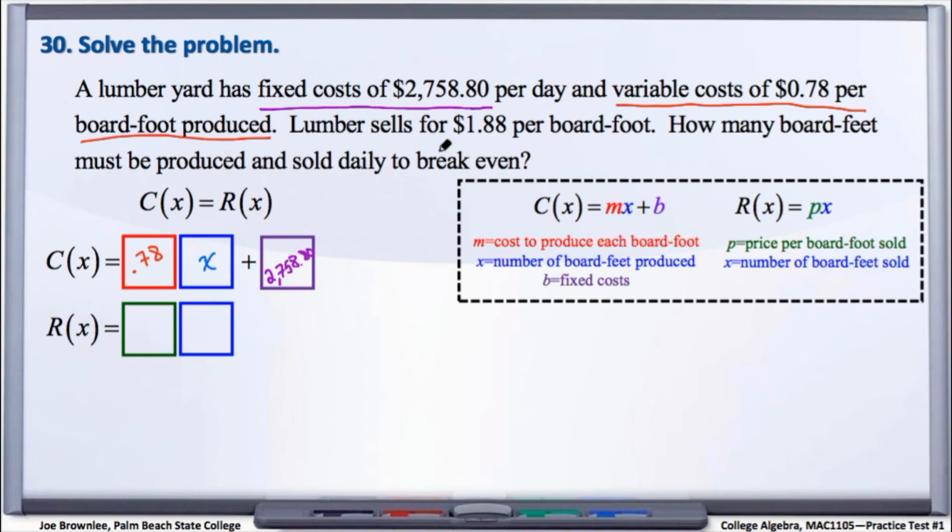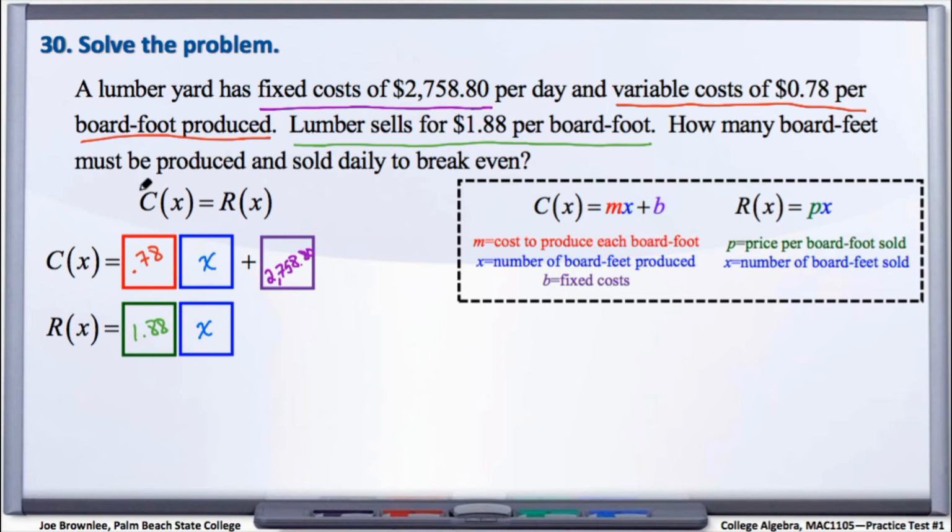Let's keep reading. Lumber sells for $1.88 per board foot. If we go down to our revenue function, R of x equals p times x, the p represents the price per board foot sold, and they just told us that lumber sells for $1.88 per board foot. And how many board feet do we need to produce and sell daily to break even? Again, the x is what we're trying to solve for, so we'll let x just be x.